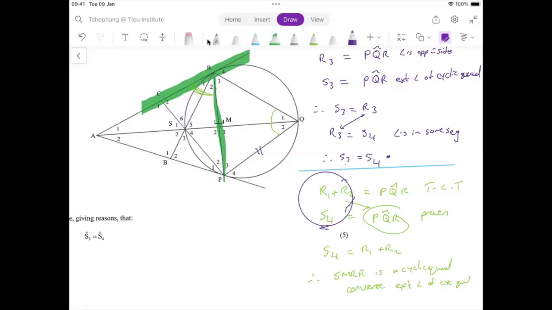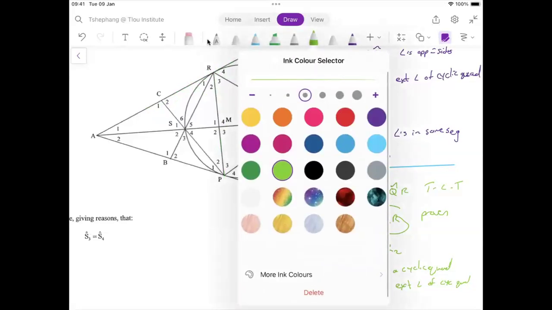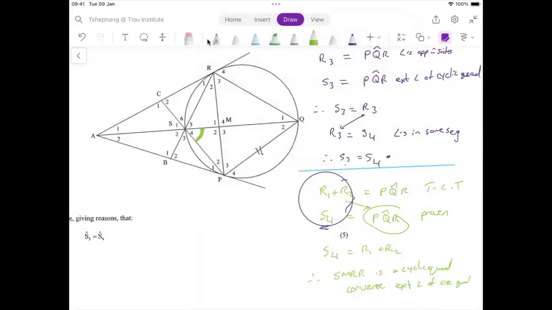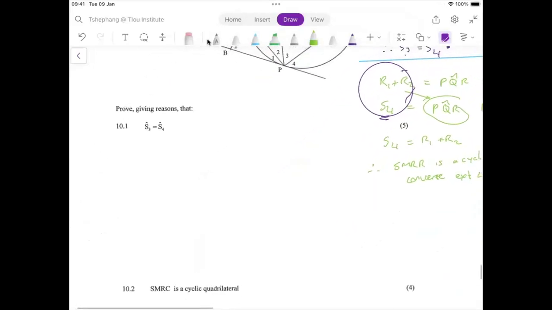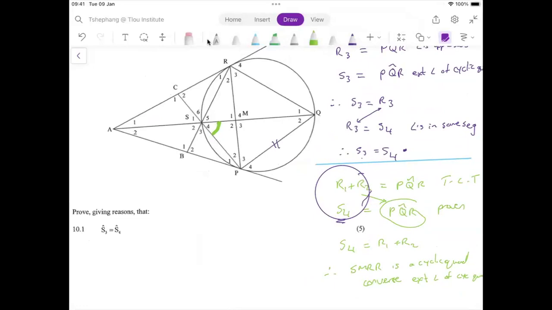So S4, this angle here, must be equal to R1 plus R2. Because which one is the cyclic quadrilateral? SMRC. So SMRC.